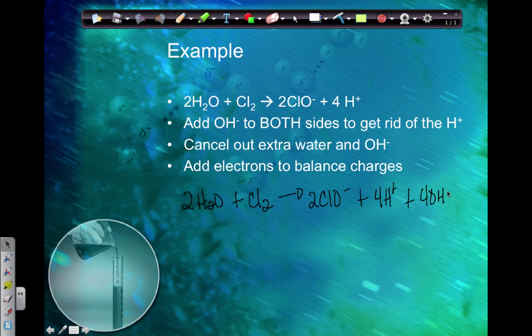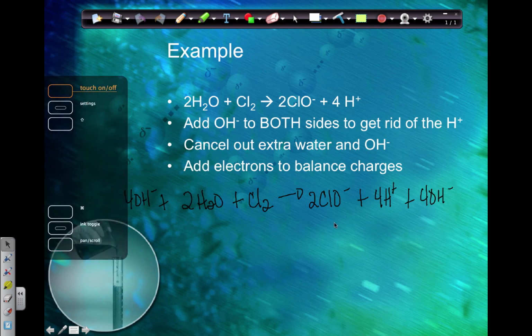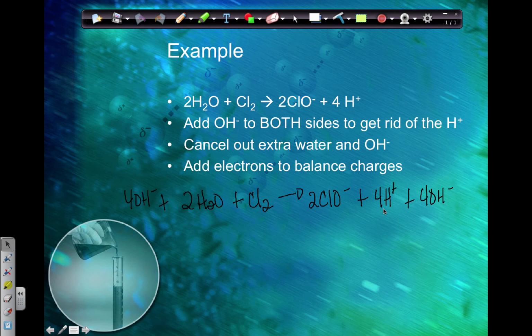So 4 hydroxides on this side. Don't forget the other side. All right, so now let's look at the water. So this is going to give me 4 water molecules here. And if I've got extra water, I can cancel it out. All right, so I've got 4 on this side, 2 on this side. So really, I can cancel these 2. So it should be 2 waters on this side.